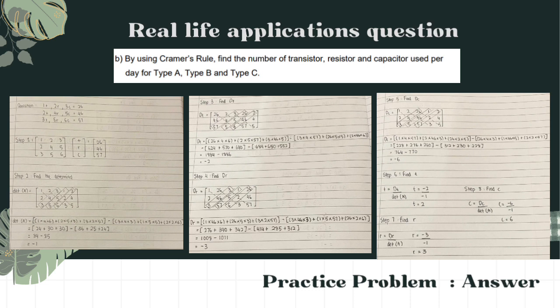And step 4 is we find the determinant of the resistor, and we will get the determinant is -3. And last, we find the determinant for the capacitor, and the determinant for the capacitor is -6. We will use the formula to find the value for the transistor: the determinant of the transistor divided by the determinant. We will get the transistor is 2, the resistor 3, and the capacitor is 6.